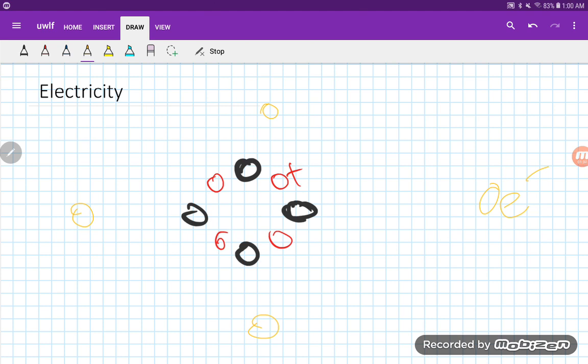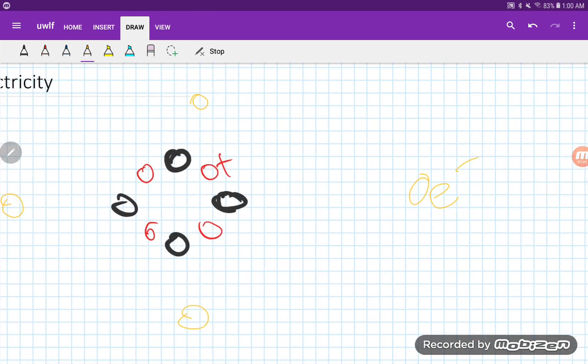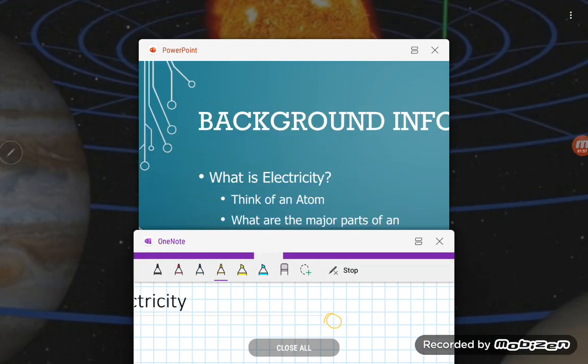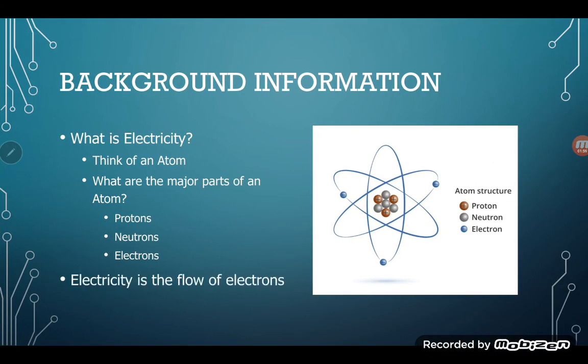With that in mind, let's think about electrons. Does that word sound familiar? Well, electrons are... electricity is the flow of electrons. Electricity, electrons, they're related. Okay, and like I said, electricity is a flow of electrons.